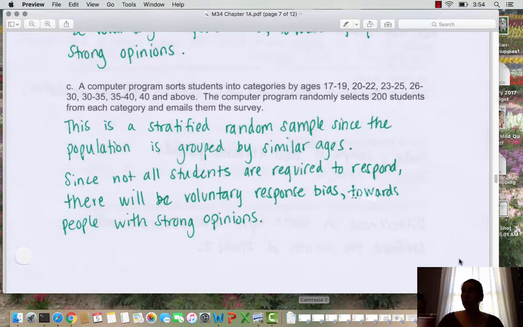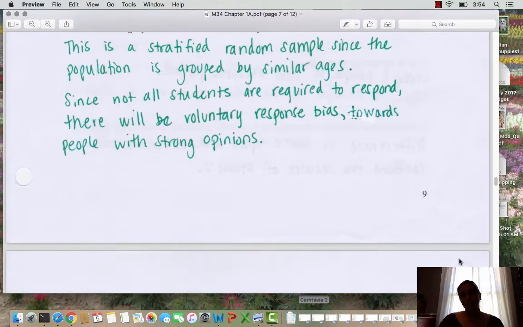Question C. A computer program sorts students into categories by ages 17 to 19, 20 to 22, 23 to 25, 26 to 30, 30 to 35, 35 to 40, 40 and above. The computer program randomly selects 200 students from each category and emails them the survey. So this is what we call a stratified random sample, since the population is grouped into similar age groups. Since not all the students are required to respond, there will be voluntary response bias towards people with strong opinions.